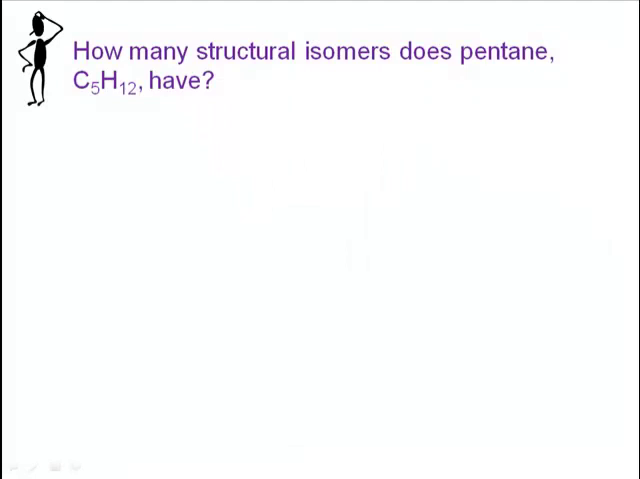So, a question about structural isomers would be something like this: how many structural isomers does pentane have? To determine the number of structural isomers, what would we have to do? Start drawing structures and seeing if we can draw different structures in 3 dimensions.